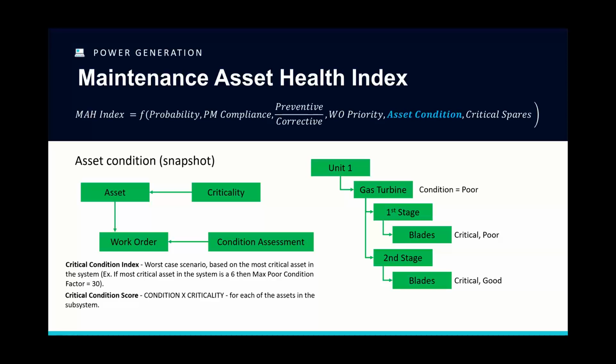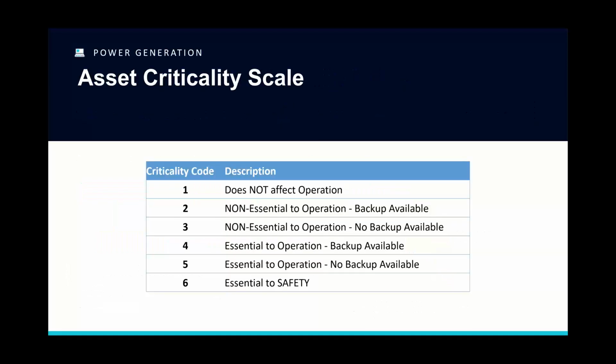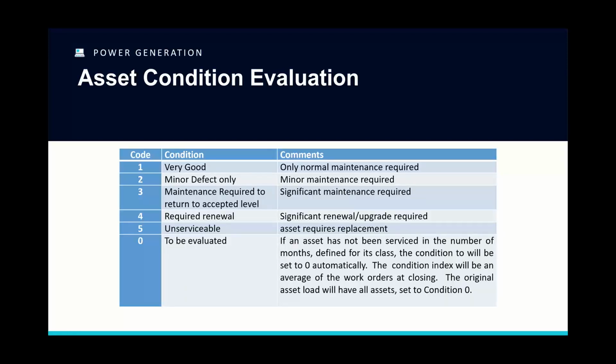There's some other conditions there I won't get into now. The other element is the asset criticality scale, like I said. It goes all the way from 1 through 6, in terms of identifying the criticality of the asset. This is also the evaluation that's done in the field. Again, a person goes out to the field with a work order in hand and his mobile device.